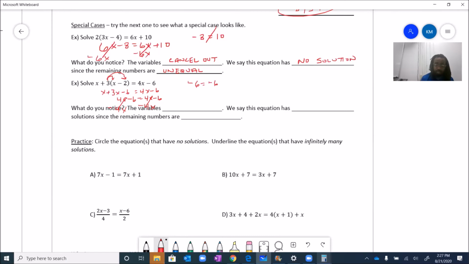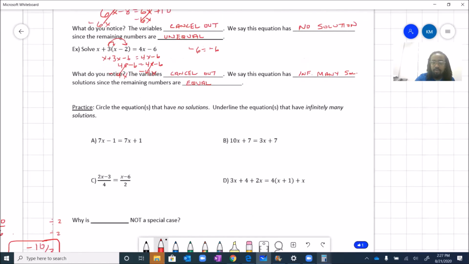Okay, again, you should notice that the variables cancel out or disappear, however you want to think of that. We say this equation, though, has infinitely many solutions, since the remaining numbers are equal. What that basically means is no matter what value we put in for x, this equation is going to work out. So no solution means no matter what we put in for x, it's not going to work. Infinitely many solutions means no matter what we put in, it is going to work.